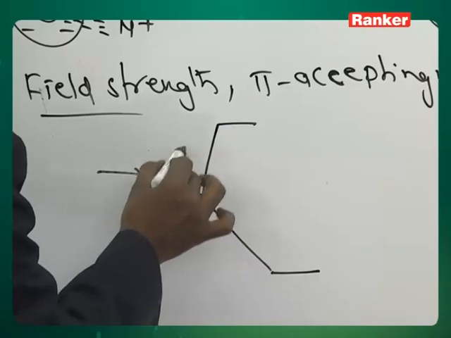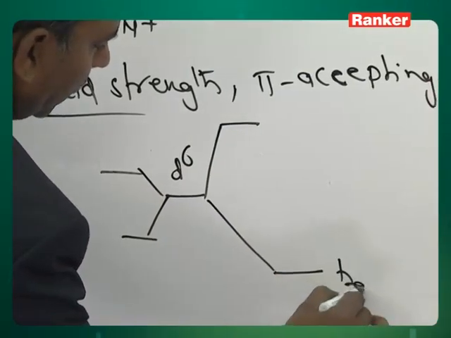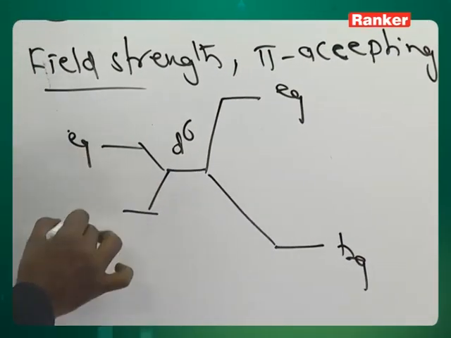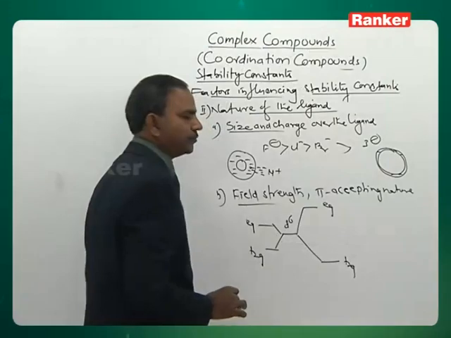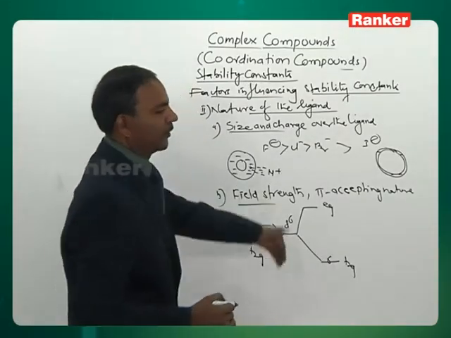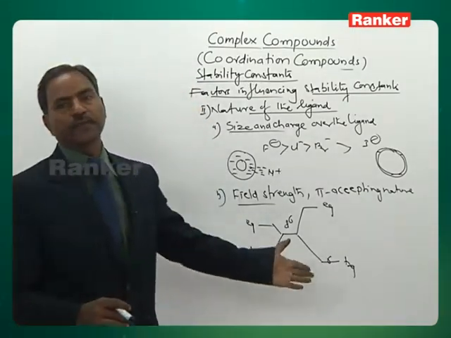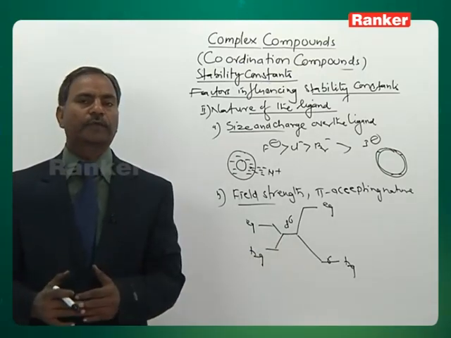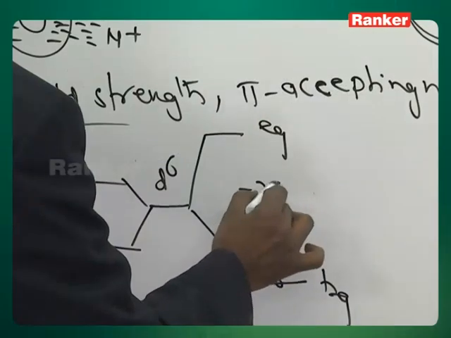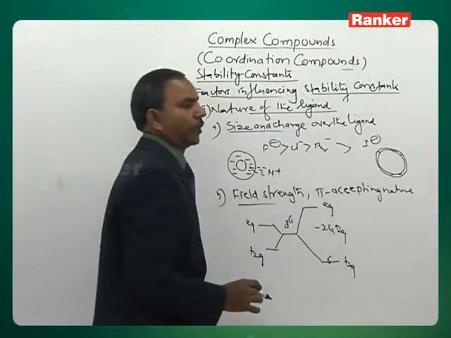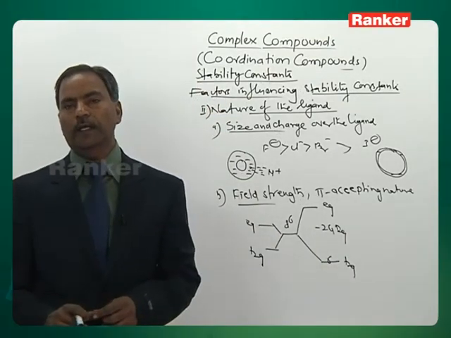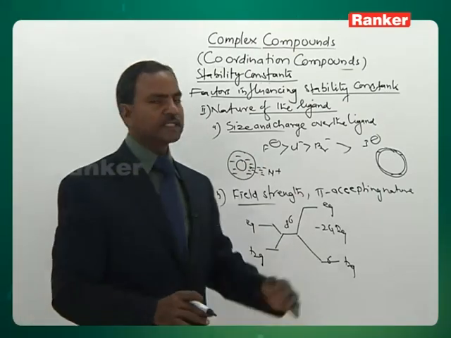Consider a d6 system, right? This is t2g, this is eg. Now, all the 6 electrons are entering into the lower energy level, t2g. Then you talk about the CFSE of this particular complex, it produces the highest CFSE, minus 2.4, or minus 24 Dq. It is gaining minus 24 Dq of CFSE value, therefore that particular complex is found to be highly stable. Next, pi accepting nature.